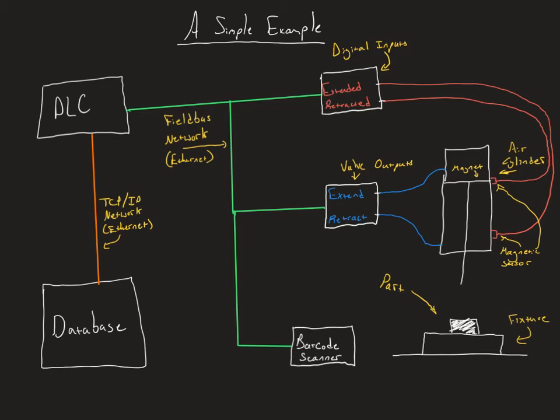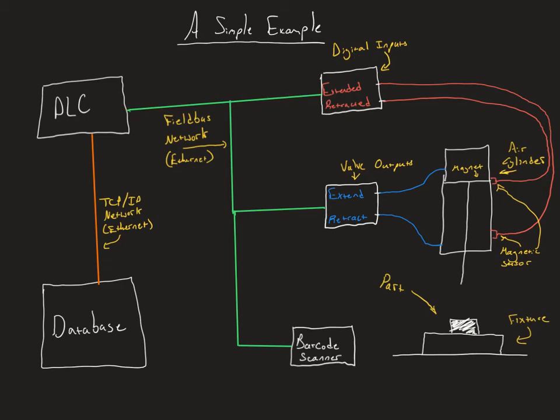There are many different field bus protocols, but what they do is allow the PLC and the digital inputs or the digital outputs or the barcode scanner to exchange inputs and outputs. So it allows the PLC to send outputs to the valve outputs, and it allows the PLC to send commands to the barcode scanner, like take barcode, and it allows the barcode scanner to send the barcode information back to the PLC, and it allows the digital inputs to send inputs to the PLC.